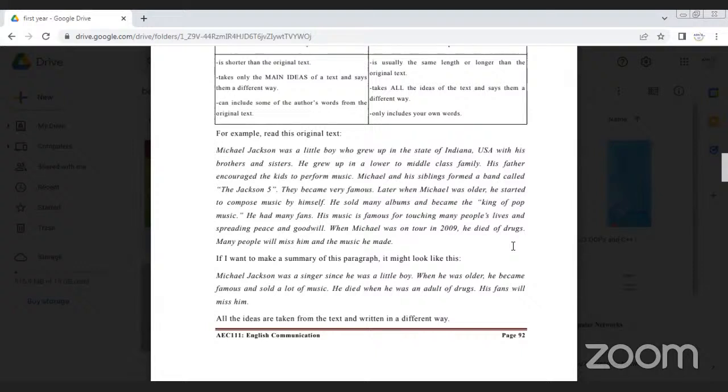When Michael was on tour in 2009, he died of drugs. Many people will miss him and the music he made.